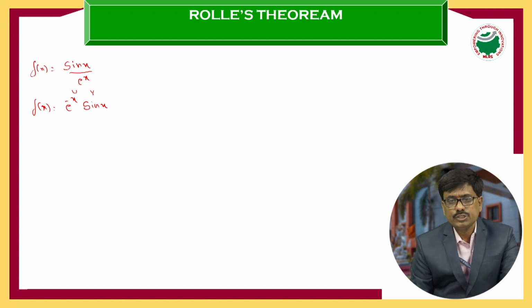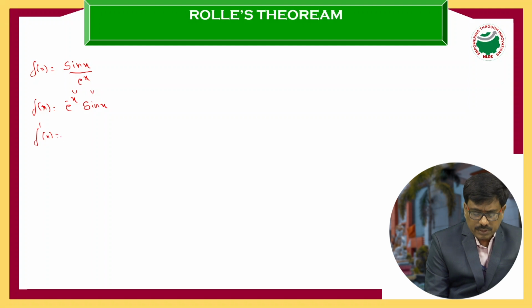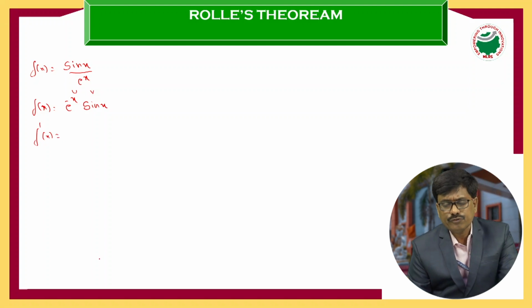I am going to apply the u into v formula. Therefore, f dash of x is equal to, I need to calculate using the u into v formula. What is the derivative of u into v? U into derivative of v plus v into derivative of u.